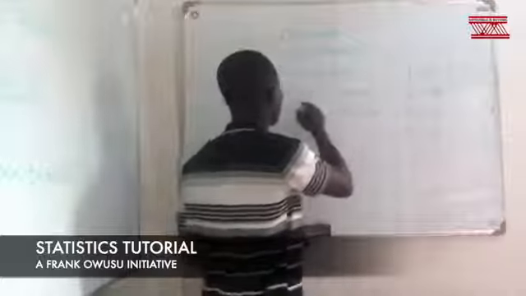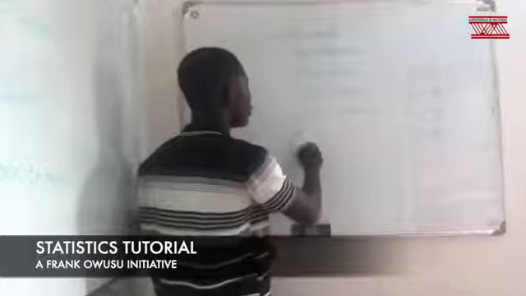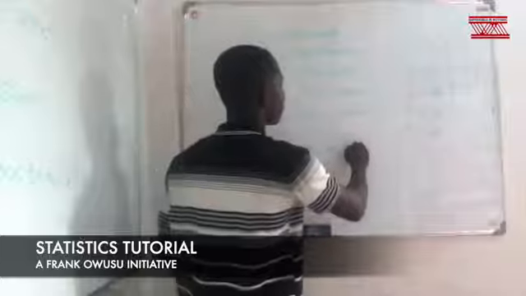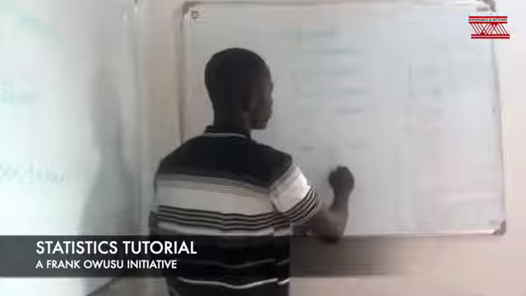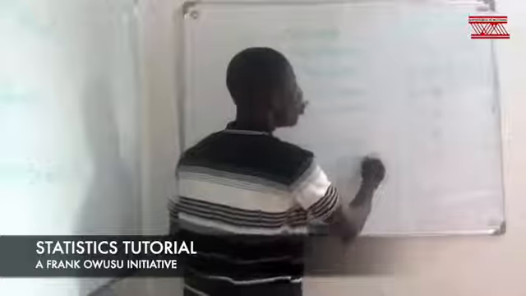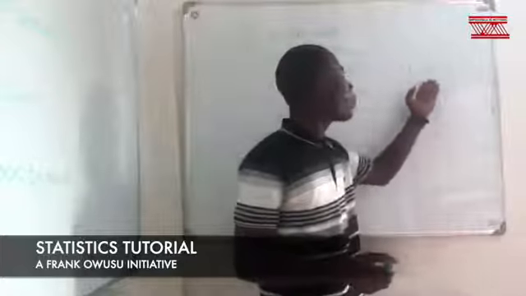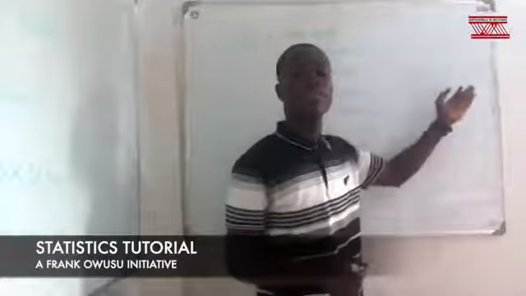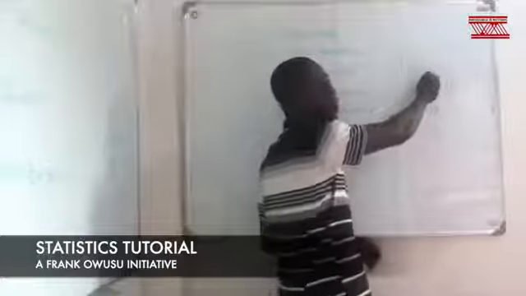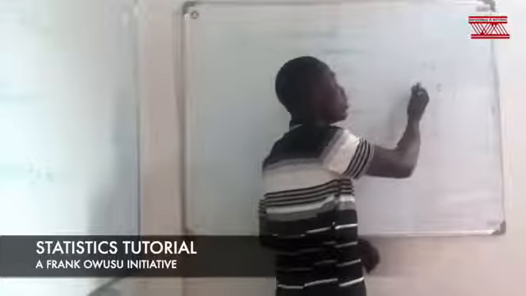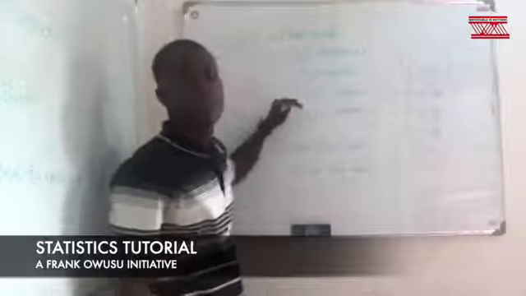So with the class limit, we have two: the lower class limit and the upper class limit. Always the number on your leftmost side is your lower class limit and the number on your rightmost side is your upper class limit. So with this first class interval, the 1 is my lower class limit and the 5 is my upper class limit. Here too, the 6 is my lower class limit and the 10 is my upper class limit. So that's the explanation for the class limits.